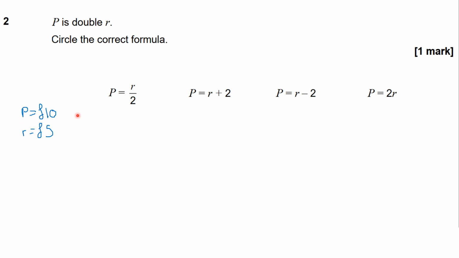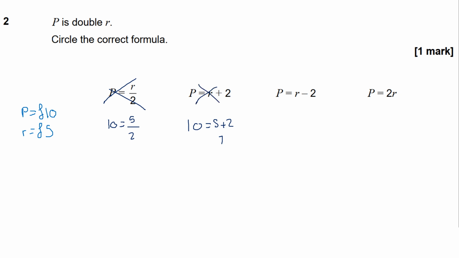So let's check these. P equals R over 2. We'll write these out for each one, because some of these might catch us out. So £10 equals £5 divided by 2. Well, we know that's not true, because 5 divided by 2 is 2.5, so that's not 10. P equals R plus 2. So 10 equals 5 plus 2. We know that's wrong because 5 plus 2 is 7. So it can't be that one either.